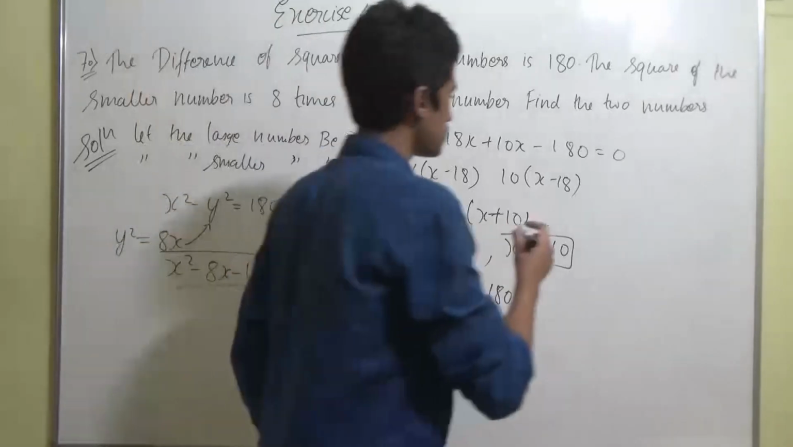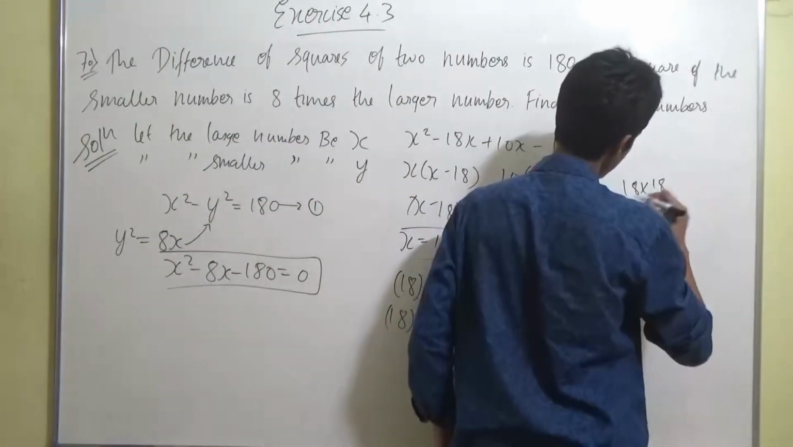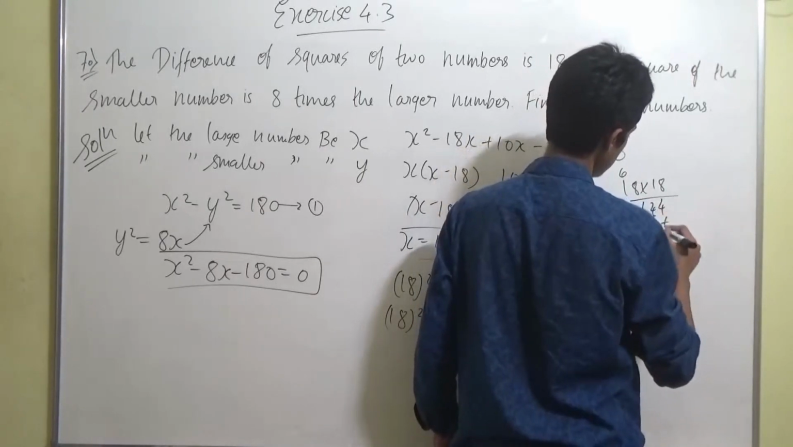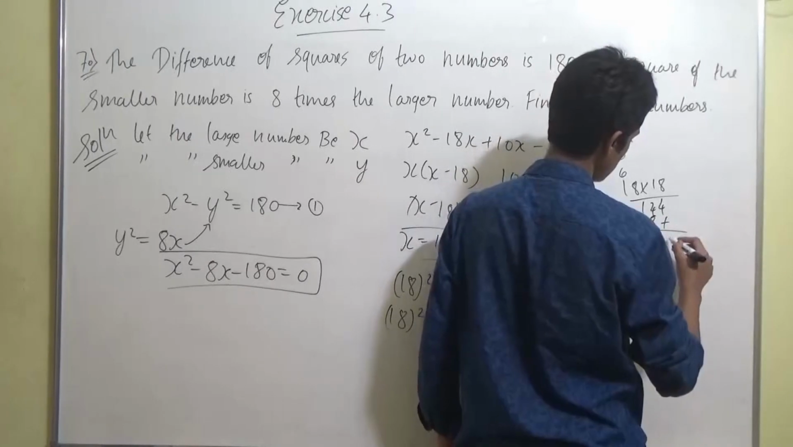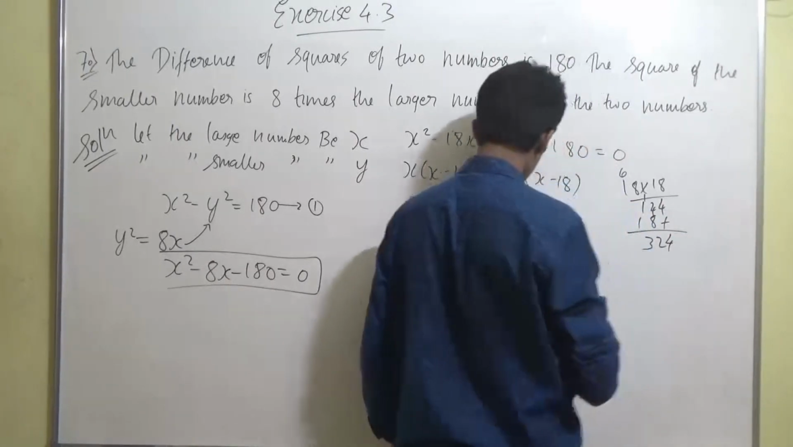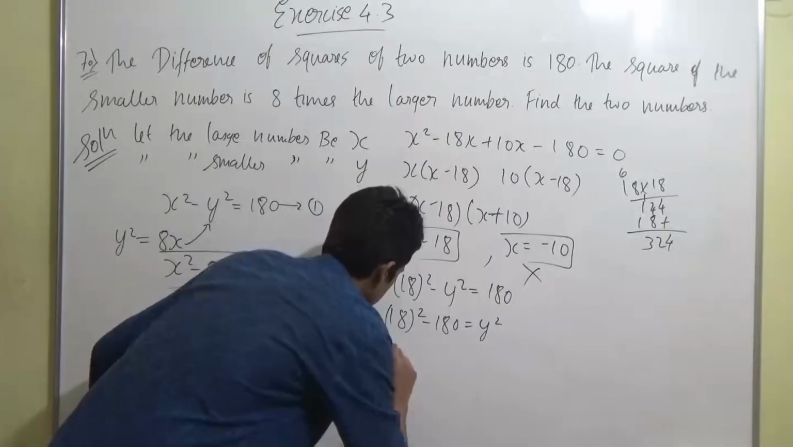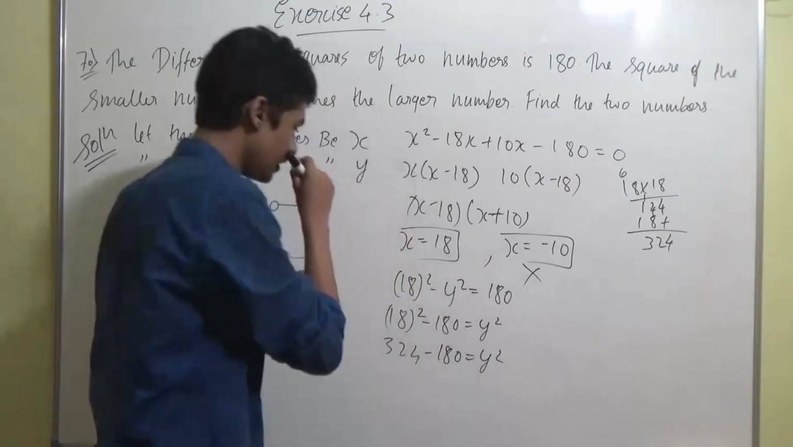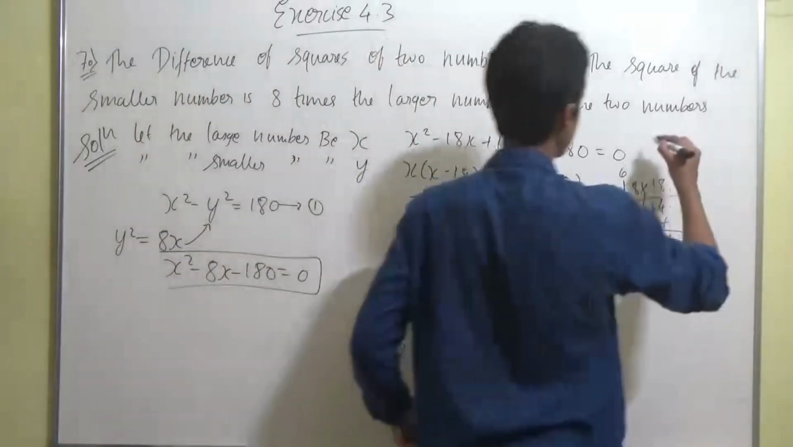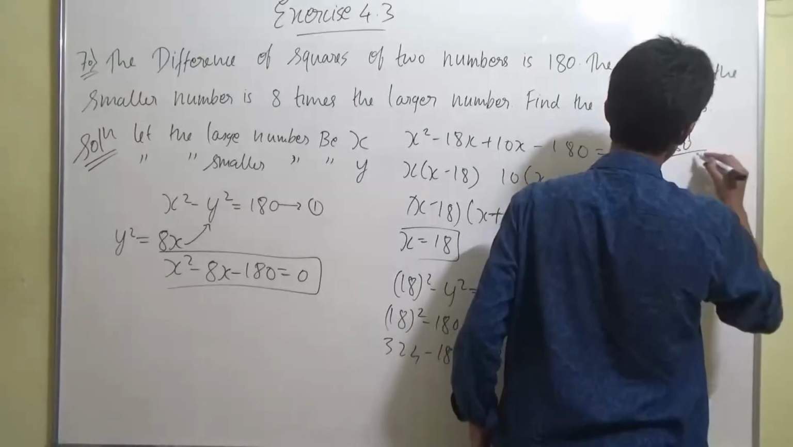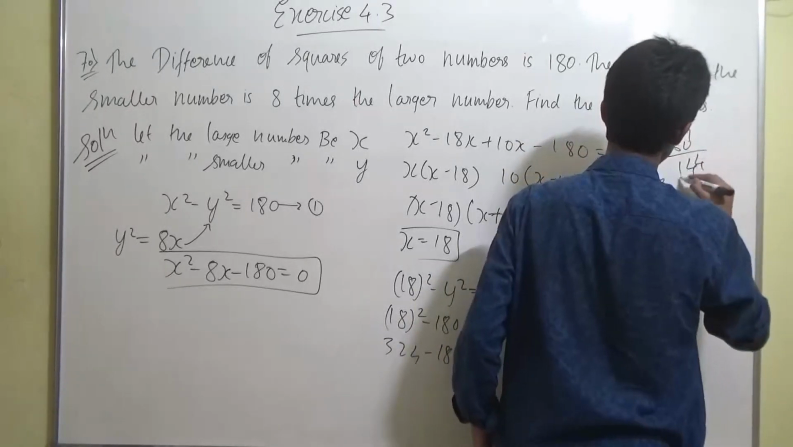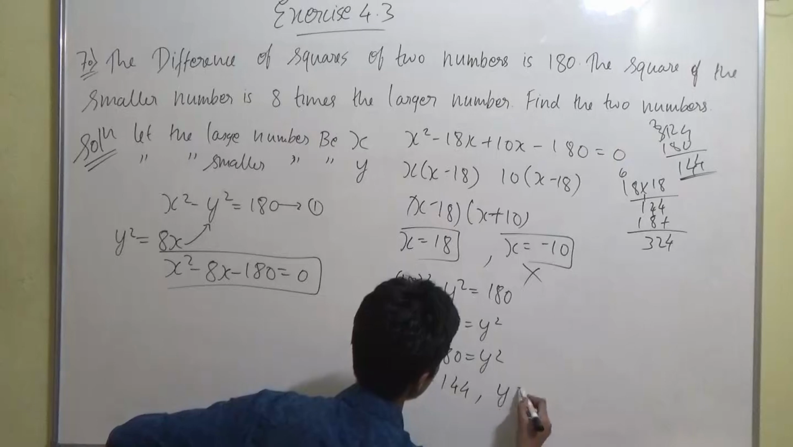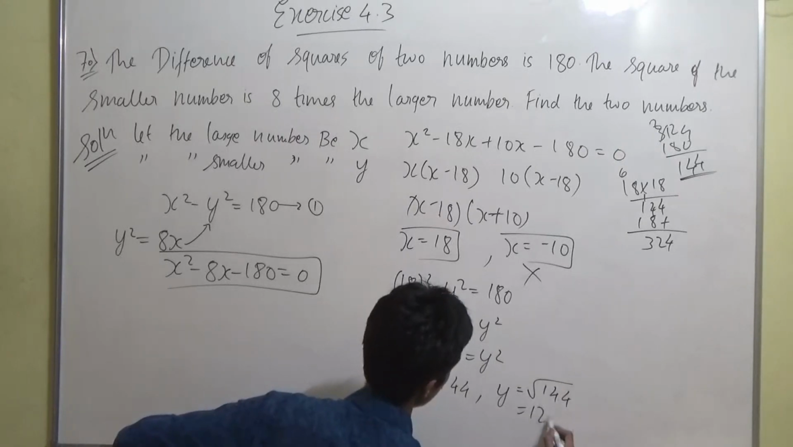Done. Now 18 square, what's the value of 18 square? 18 into 18 is 324. Getting it? So it is 324 minus 180 equal to y square. So 324 minus 180 is 144. So y square equal to 144, which means y equal to root of 144, which is equal to 12.